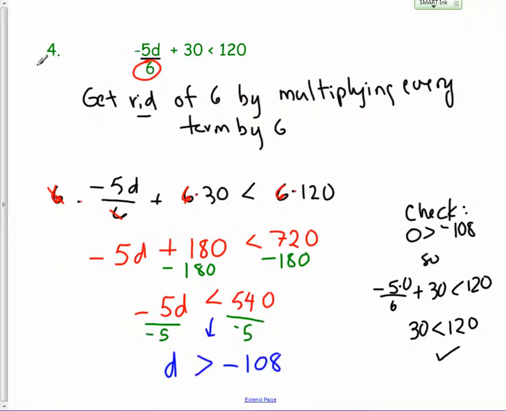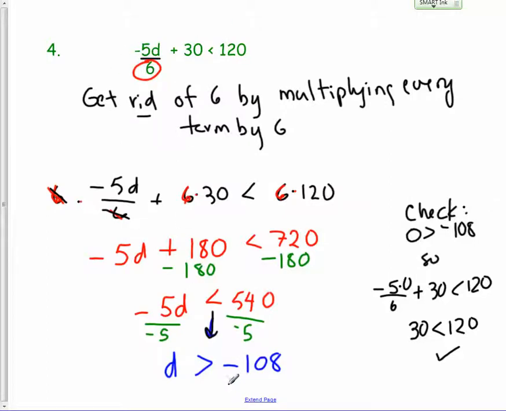Number 4, you could have done this 2 different ways. If you want to get rid of the 6, multiply every term by 6. So that looks like this: negative 5d over 6 times 6. Well, dividing by 6 and multiplying by 6 makes a 1. Take it out. 6 times 30 is 180, and 6 times 120 is 720. Solve this normally. We cleared our fraction. Subtract 180 from both sides, and negative 5d is less than 540. Divide both sides by negative 5, and when you do that, you must switch your sign because remember, I'm now on the other side of 0. So all the numbers that are greater than negative 108 will satisfy this inequality, or make it true.